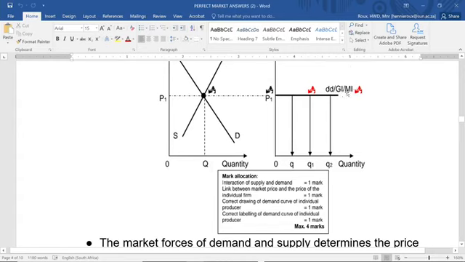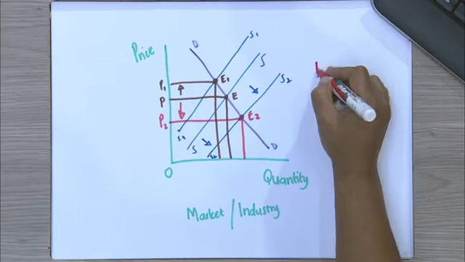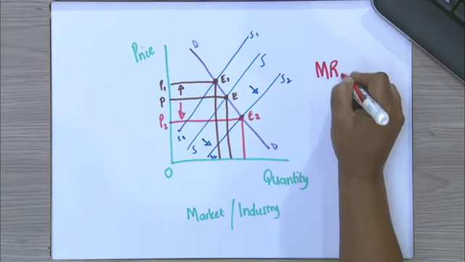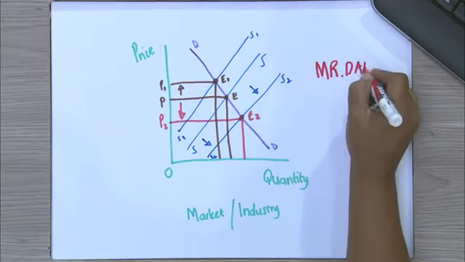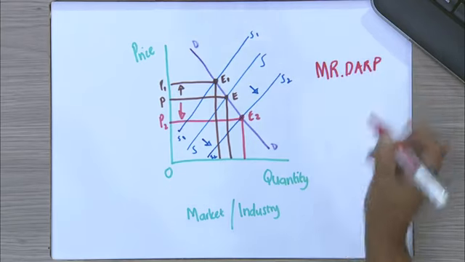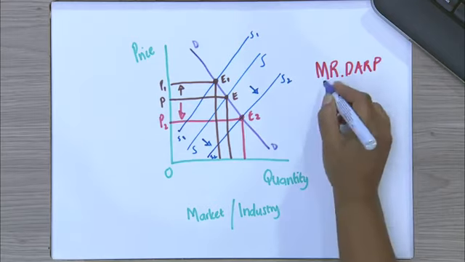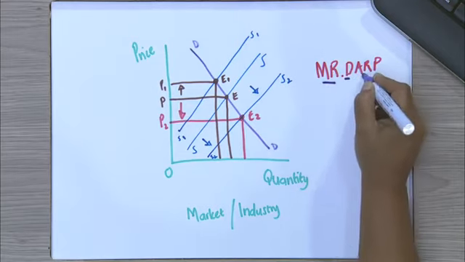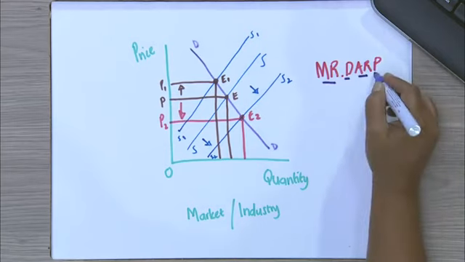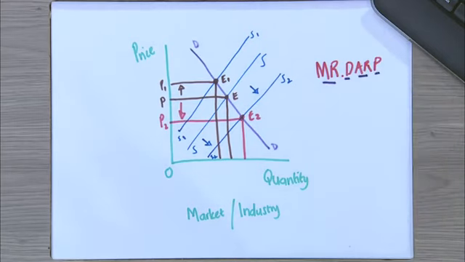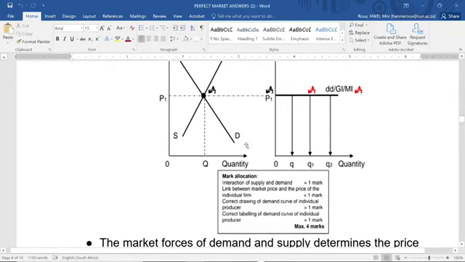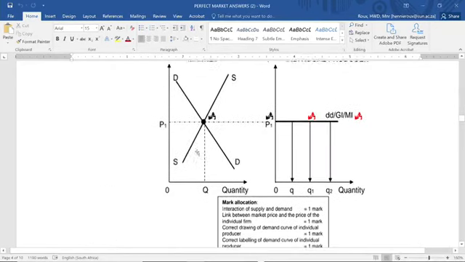Now, if you cannot remember what that is, remember the following. If you remember Mr. Darp, that means it is my MR curve, my demand curve, my average revenue, and my price. So you can't forget the labeling of this curve then. Right, now that is the 4 marks.